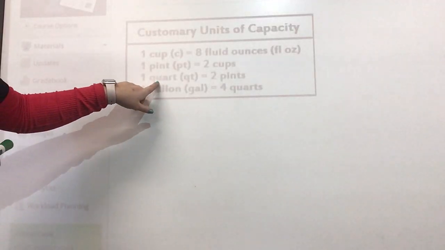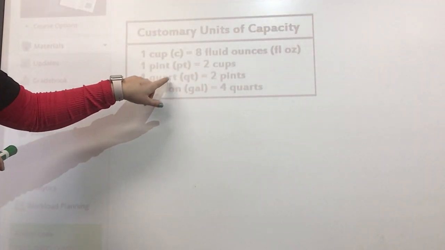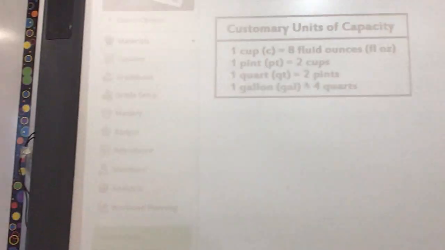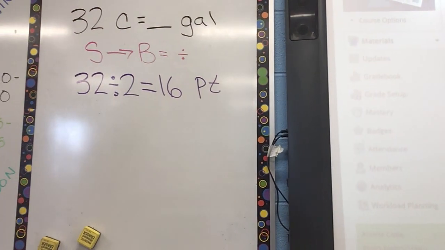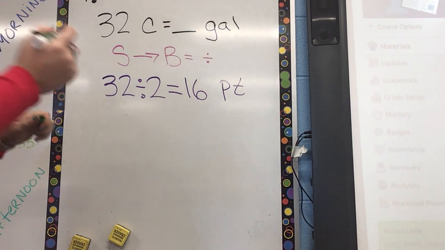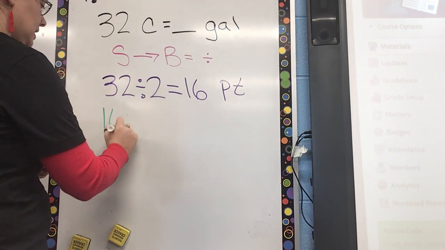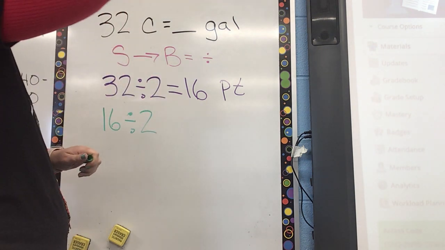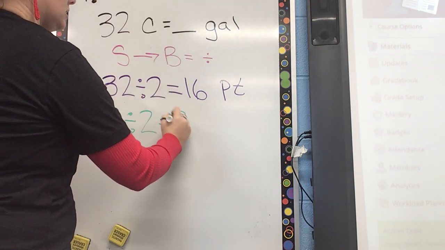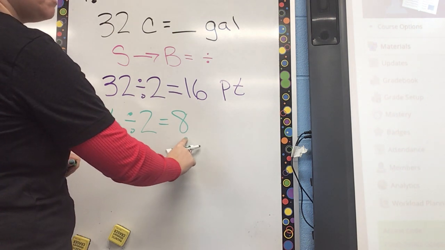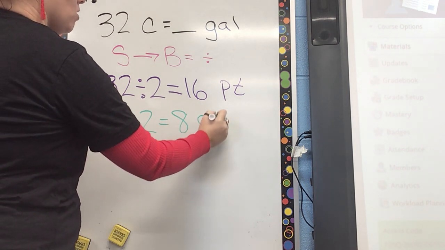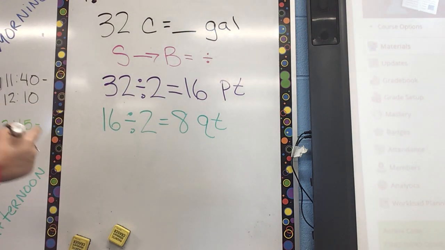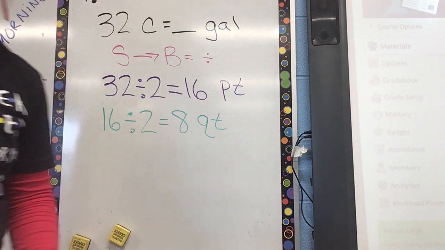What gets me another step closer? Quart. Quarts. So I could turn these pints into quarts. How many pints in 1 quart? 2. So I need to divide by what? 2. Because I'm still working small to big here. So now 16 divided by 2. What is 16 divided by 2? 8. Equals 8. And 8 what? What was this measurement? 8 quarts. But are they wanting quarts? No. No, they're wanting what? Gallons. So are we done?